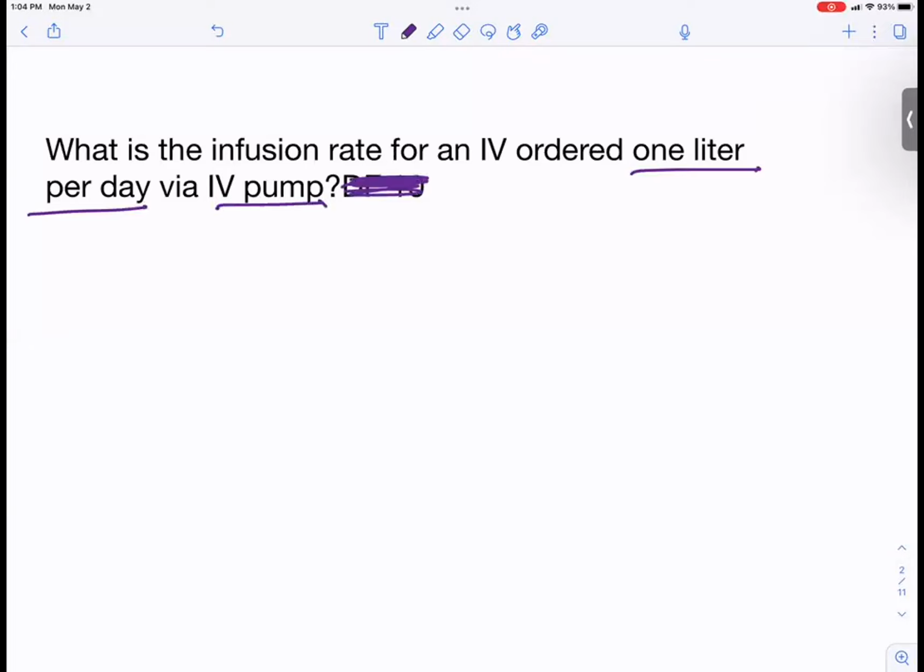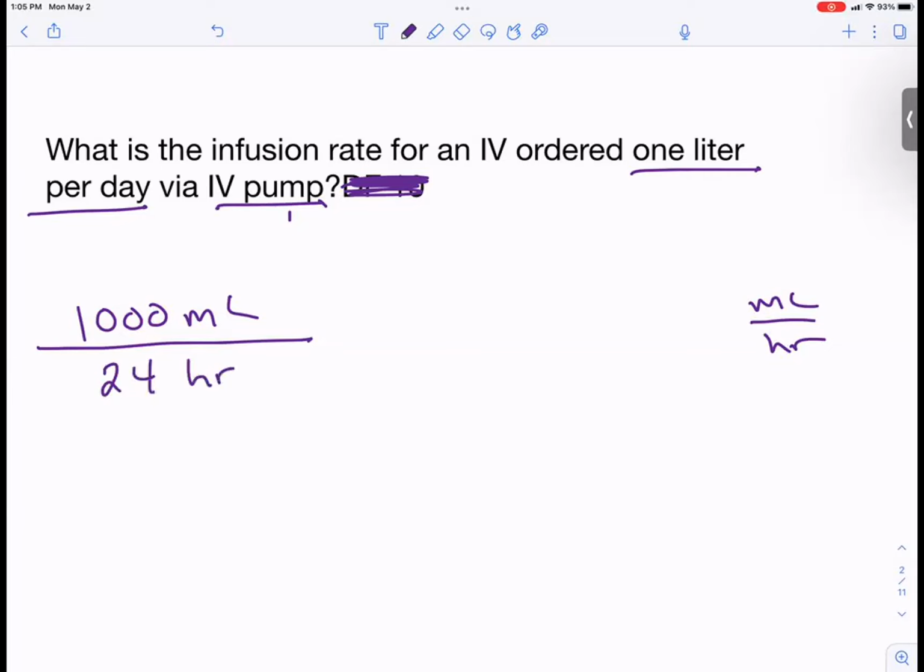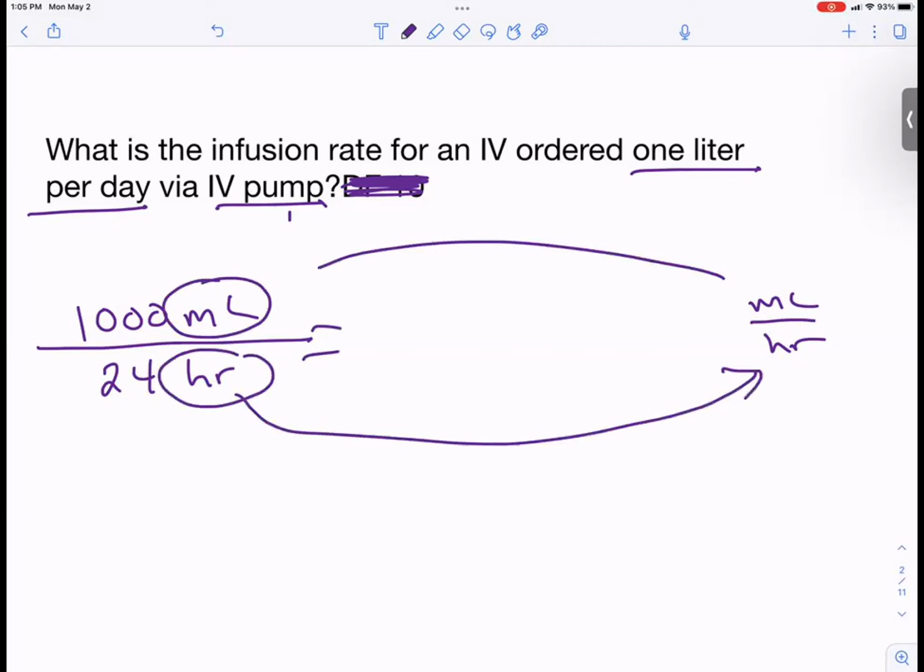So 1 liter is what? 1,000 milliliters, because I'm solving for what? I have pump. I'm solving for milliliters an hour. 1,000 milliliters per day. Well, how many hours are in a day? 24 hours. I have milliliters in my numerator, hours in my denominator. I'm all set. Now it's just math. So 24 divided into 1,000 gives me 41.66, and I round that to 42 milliliters an hour, and that's all I write in my answer line.